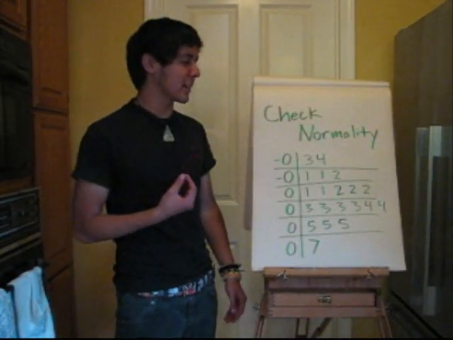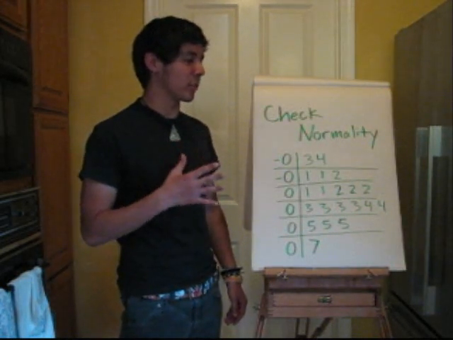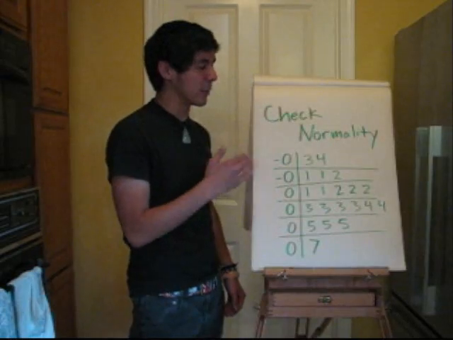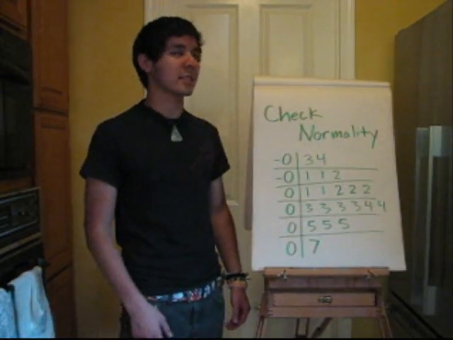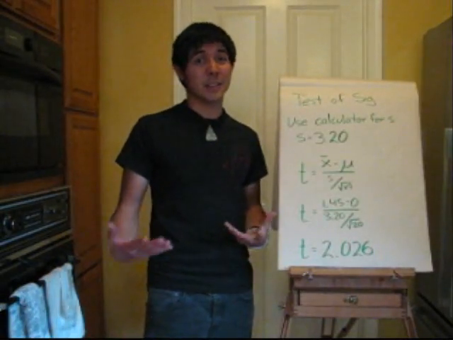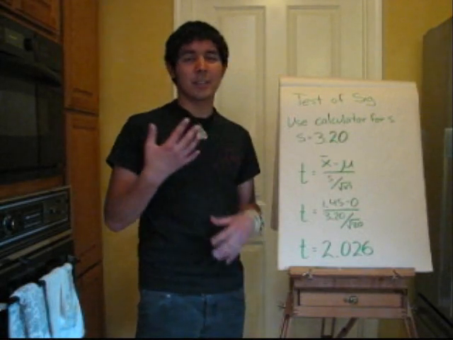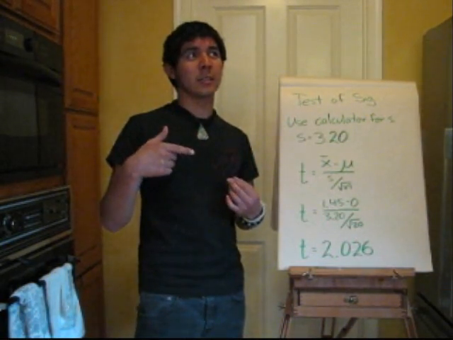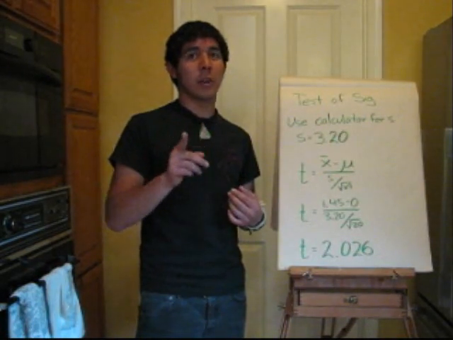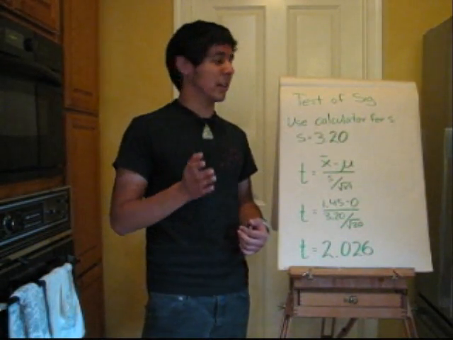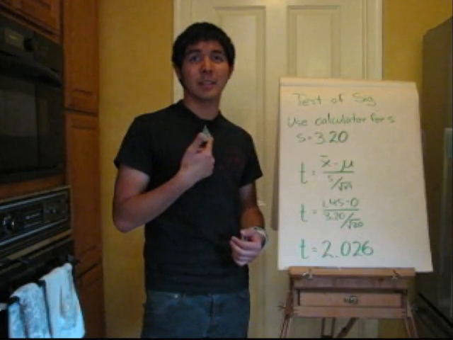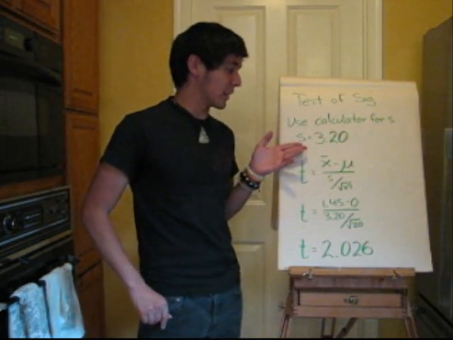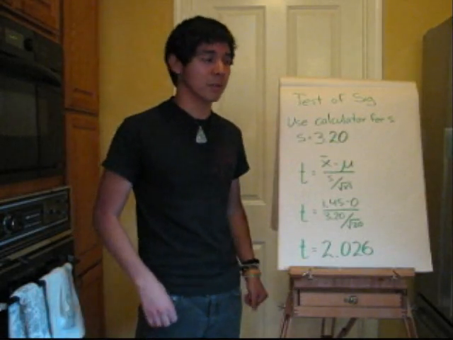Now, here we need to check that our data is roughly normal. Here you can see that it's slightly skewed to the left, but it won't affect our t-test. For the test of significance, we use a calculator to find S, and the way we find S is with the data in our calculator. We enter into one variable statistics, and our S comes out as Sx in our graphing calculators. So what we have here is our S value is equal to 3.20.